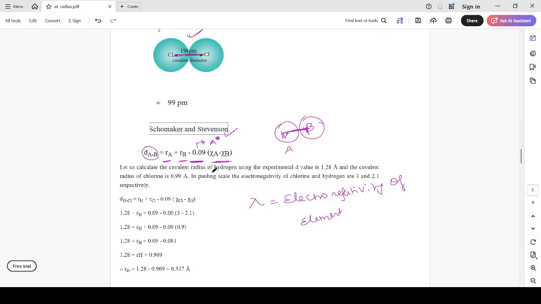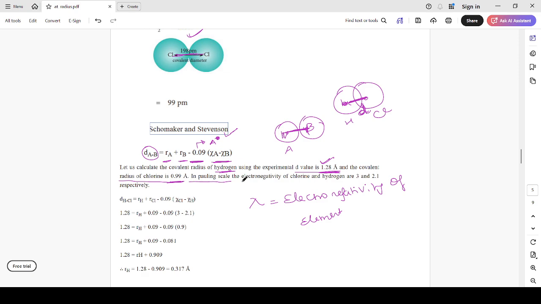Let us calculate the covalent radius of hydrogen using the experimental d value, which is 1.28 Armstrong. So they are talking about the HCl molecule here. Hydrogen and chlorine come close to each other to form this covalent bond. They have provided the d value here, which is 1.28 Armstrong, and the covalent radius of chlorine is provided. How much is that? 0.99 Armstrong.